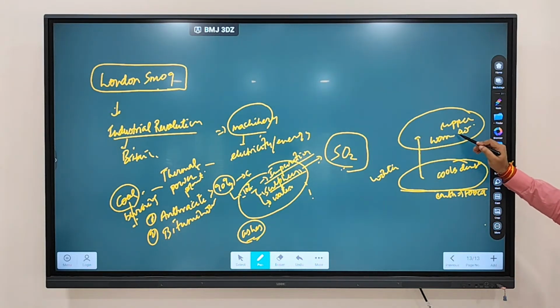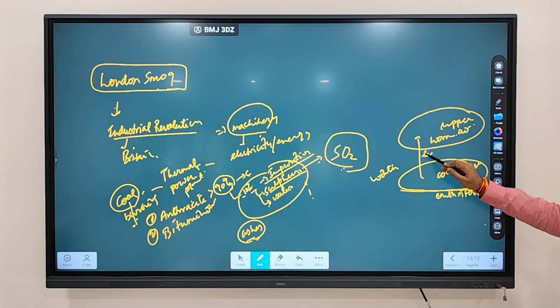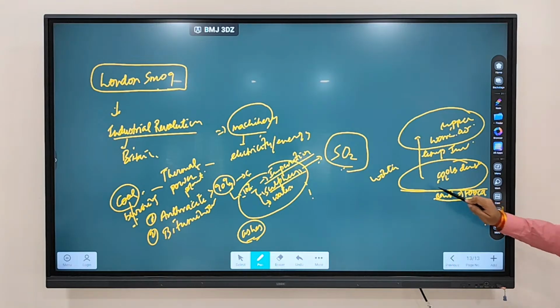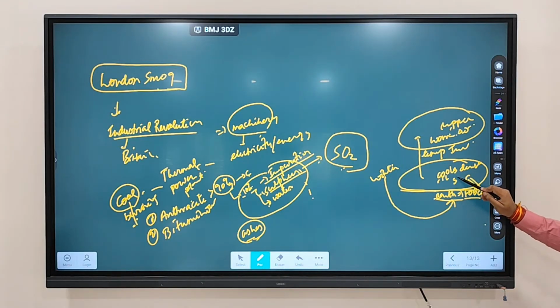And this phenomenon is referred to as what? Temperature inversion. As you go up, temperature is increasing. So this phenomenon is referred to as temperature inversion. Clear? So when winter conditions are there, you are seeing the phenomenon of temperature inversion.